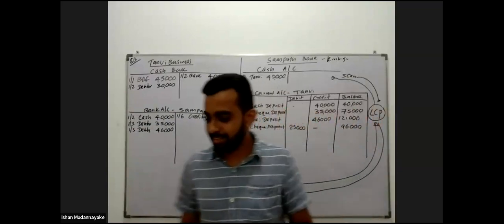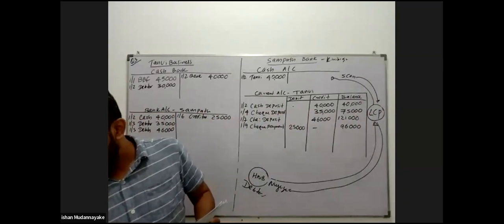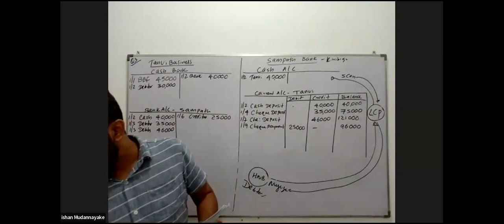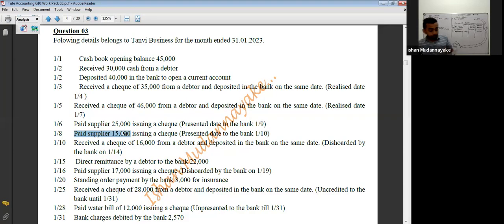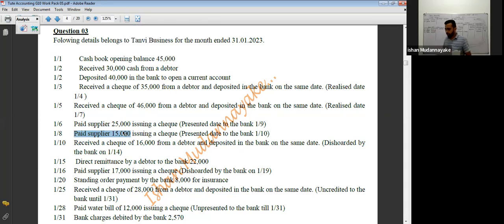Next transaction, 8 January. Look at the next transaction, 8 January. Paid supplier 15,000 issuing a check. Presented date to the bank is 10 January. Now I quickly record this transaction.